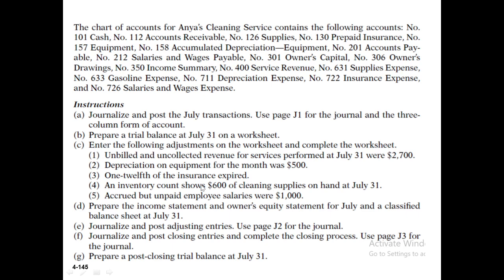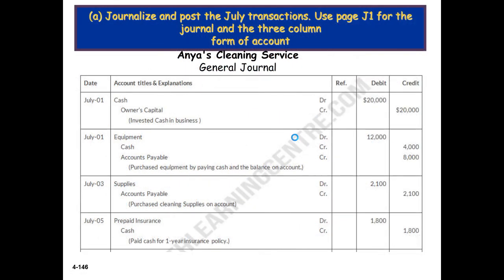Number C, we have some adjustment entries. Number D, income statement, owner's equity statement, and classified balance sheet. Number E, journalize and post adjusting entries. And number F, journalize and post closing entries, complete the closing process, and prepare post-closing trial balance. We have a lot of instructions here. The first one, we will complete: journalize and post the July transactions. Okay, so we could proceed to our next slide.